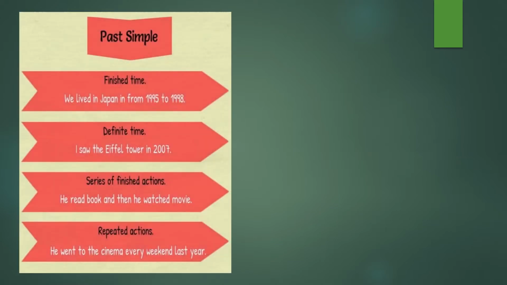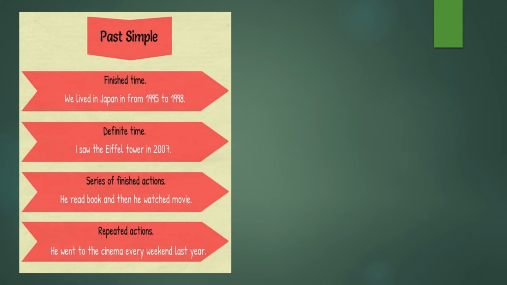We normally say that it is used to talk about something that is finished in the past, like we lived in Japan from 1995 to 1998. When we see 1998, it is far from now, right? It's already past and it's already finished. Also, we can say that for a definite time, a specific time in the past. I saw the Eiffel Tower in 2007. Again, it's a specific year in the past.